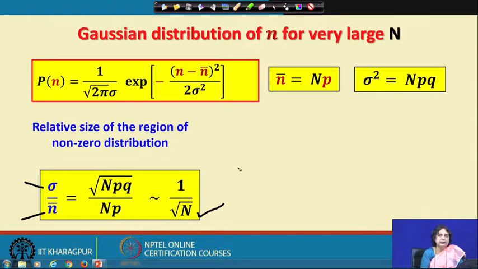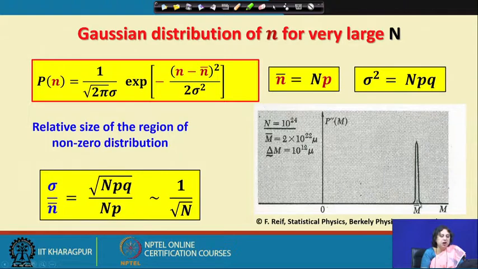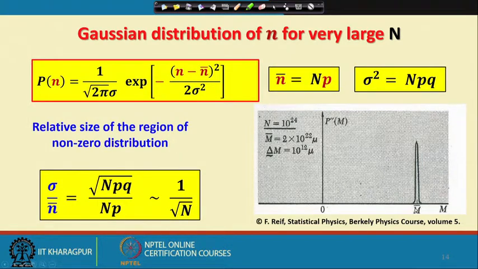Now, N is typically 10 to the power of 23 to 24, which means that the relative size is very, very small. And that explains why we have this very sharp distribution where m bar, the average magnetic moment, has a distribution that peaks at m bar and sharply falls off as we move away from m bar.